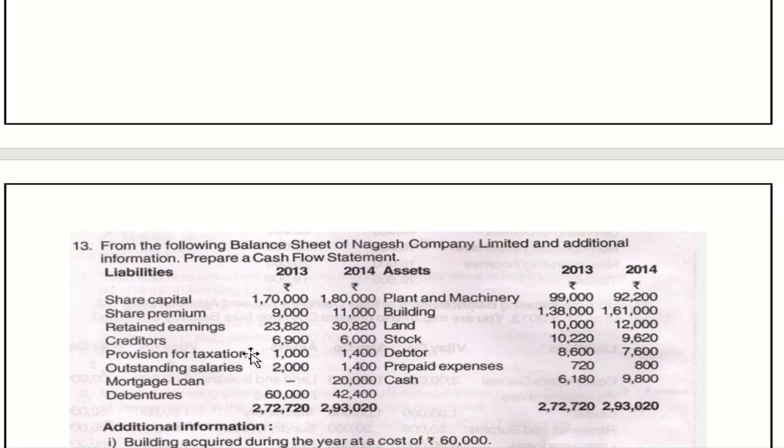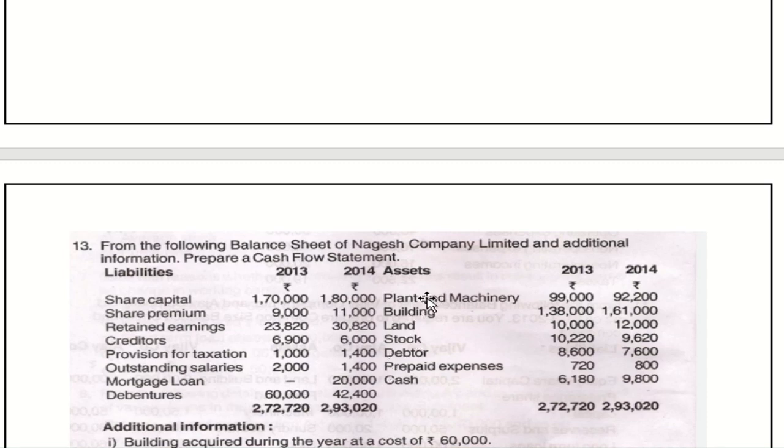A provision for taxation, so it's a non-current liability, you should treat it that way. And the outstanding salaries is a current liability, it will come under operating activity. A mortgage loan and debenture will be long-term loans, so therefore they will come under financing activities.